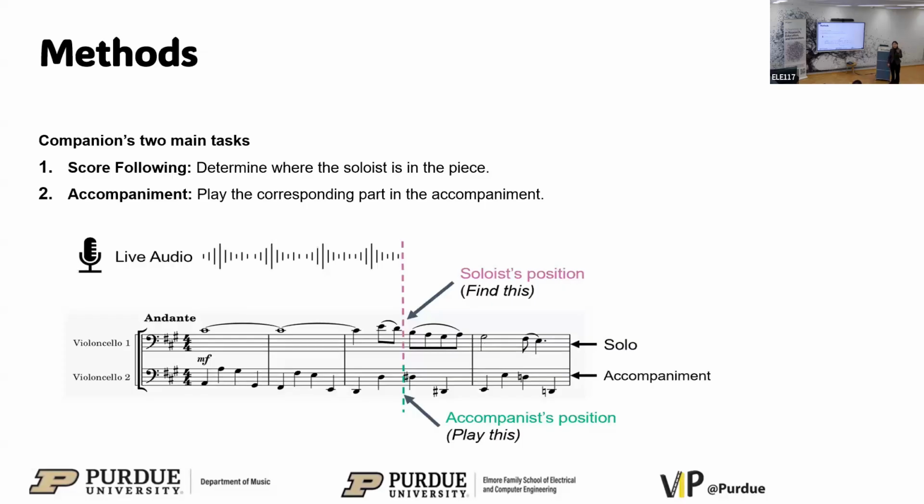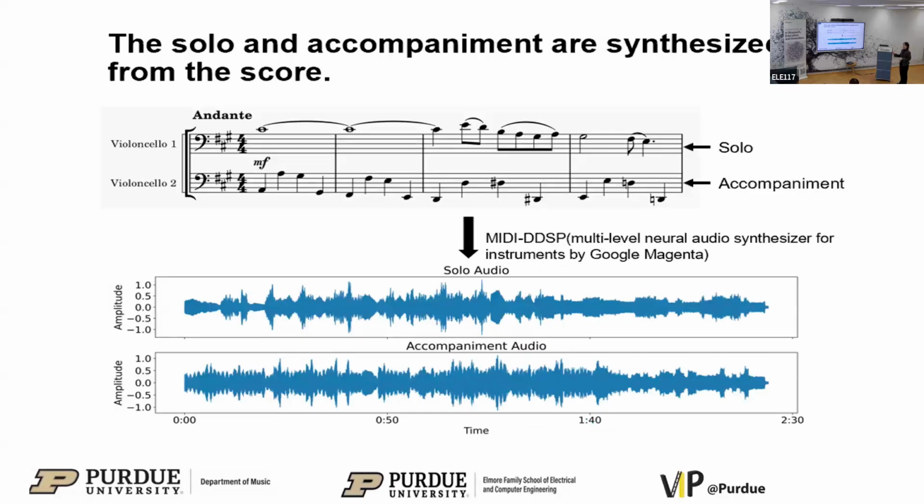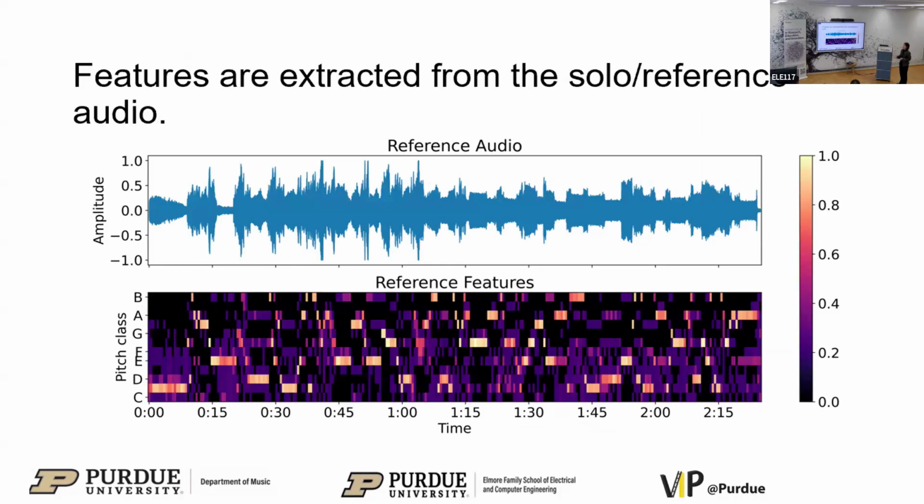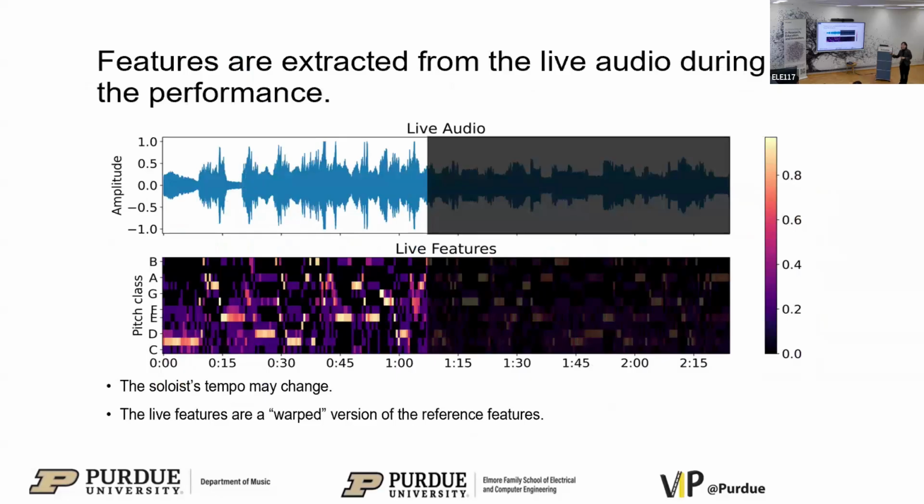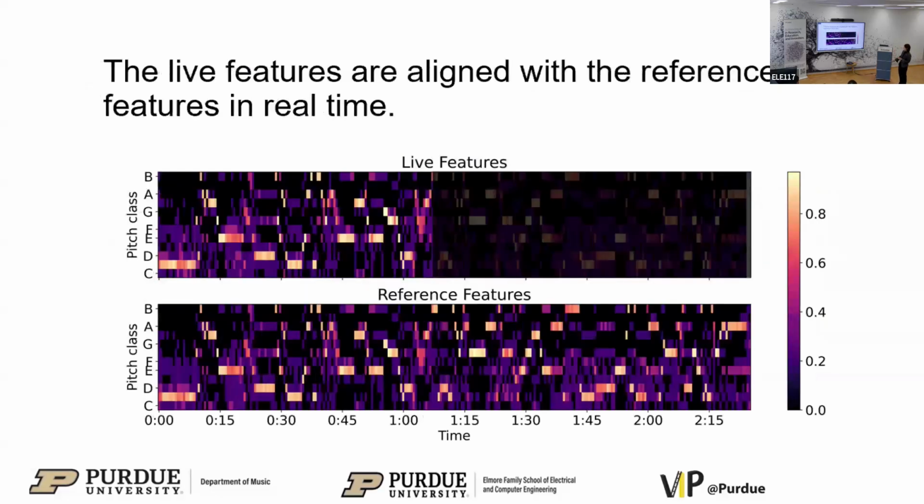Score following means determining where the soloist is in the music. Accompaniment means playing the corresponding part in the score. The way it works, we synthesize each part using MIDI DSP. Then features are extracted from the solo reference audio, and also from the user's audio. Then it aligns them, so we know where the soloist is, comparing to the reference spectrogram.